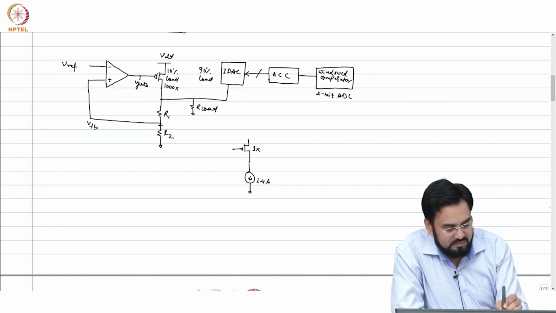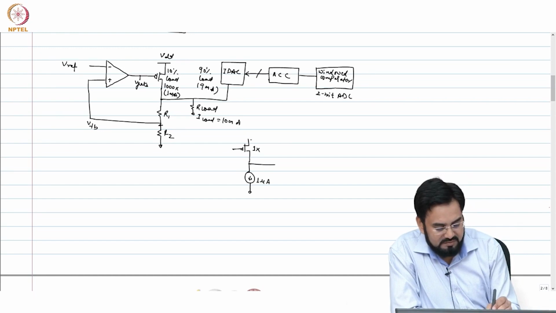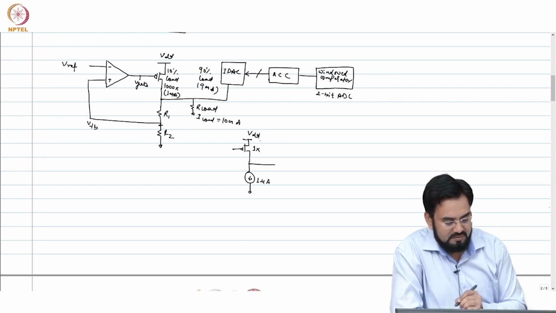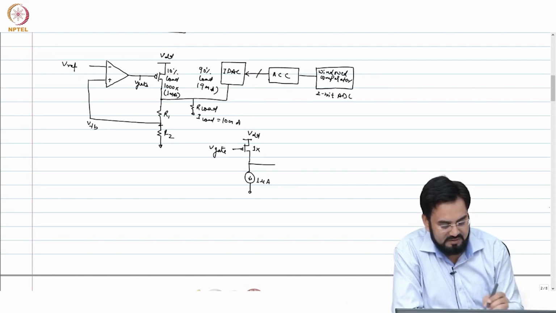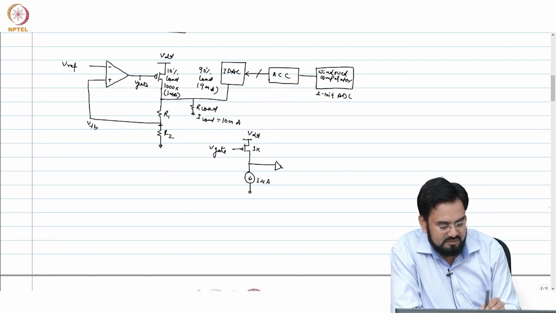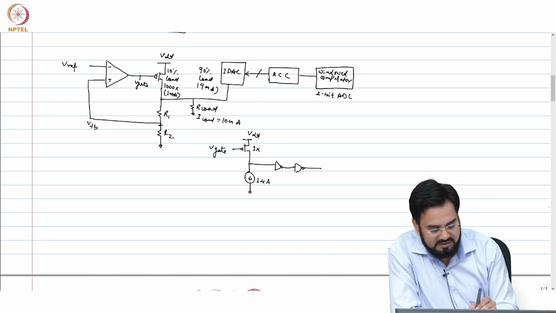And so let's say this load I load is 10 milliamp. So this will carry 9 milliamp, and this will carry 1 milliamp. This will go to V gate. So whenever this current exceeds, this will go. So this is nothing but current comparator.